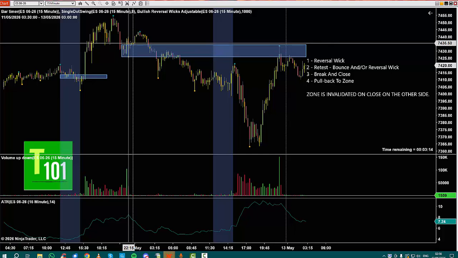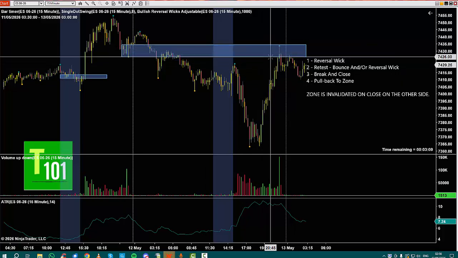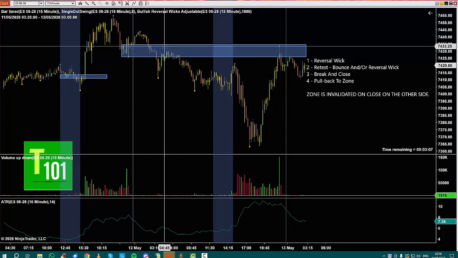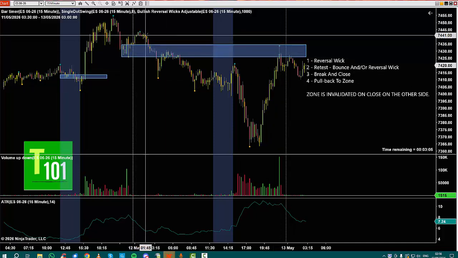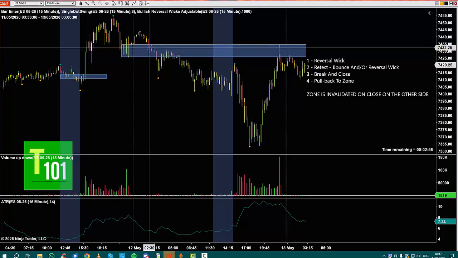Shadow or wick, reversal wick. We're looking for the bullish ones if we're looking to go short off of what was once support. We're looking for it to move away, come back and retest. This candle's not good enough because it's not in the zone, even though it's a reversal candlestick. As soon as we see this candle here, that zone is valid.